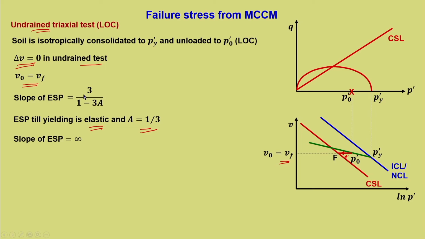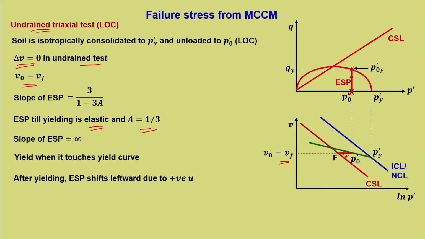So, it will be vertically upwards. So, ESP is vertically upwards. Now, once it yields, this is an undrained condition. So, the yield stress is P naught dash y and Qy. Now, after this it yields, and then what happens?